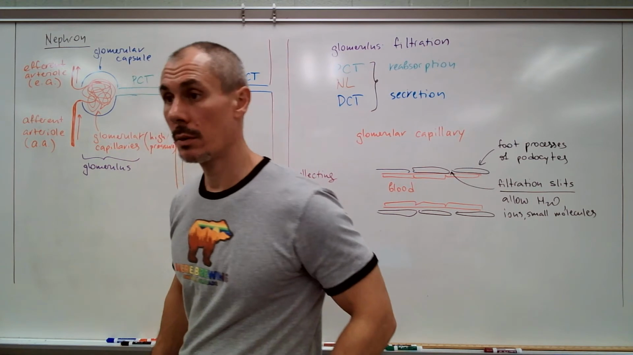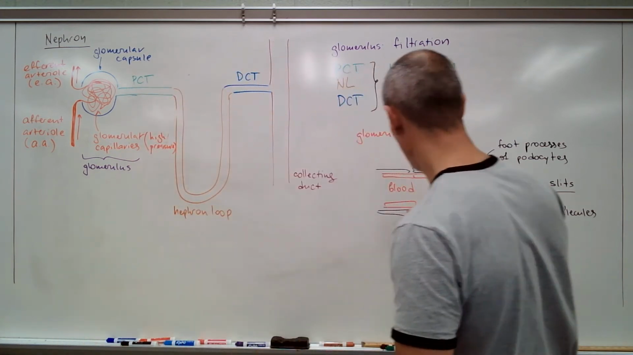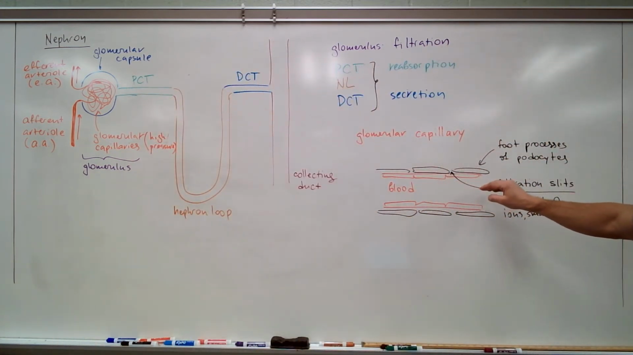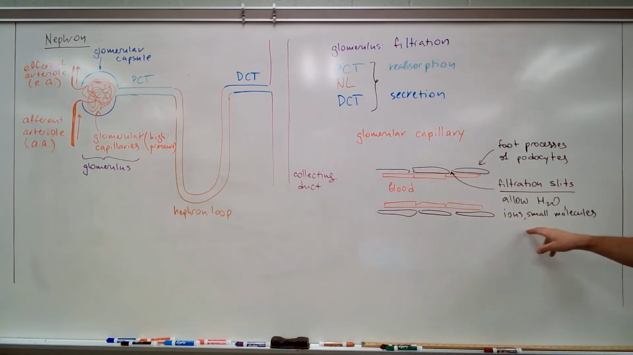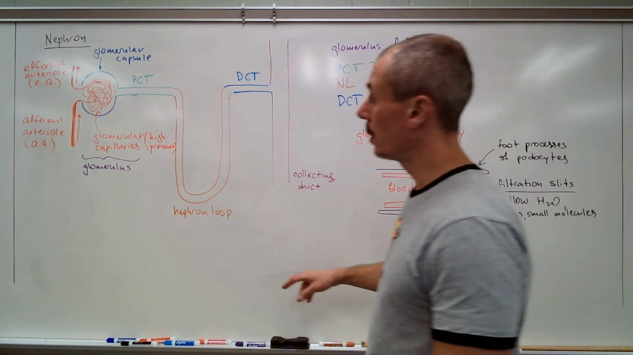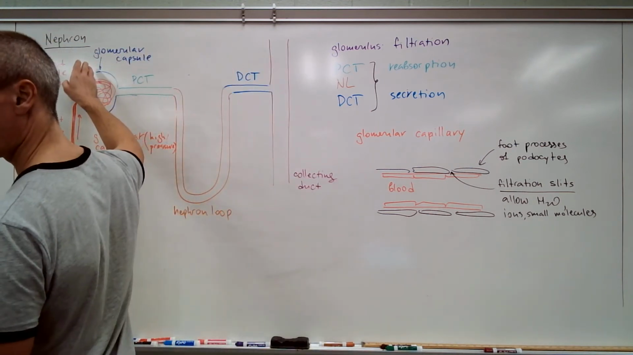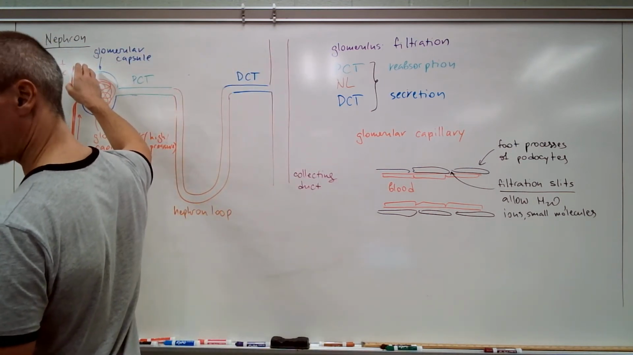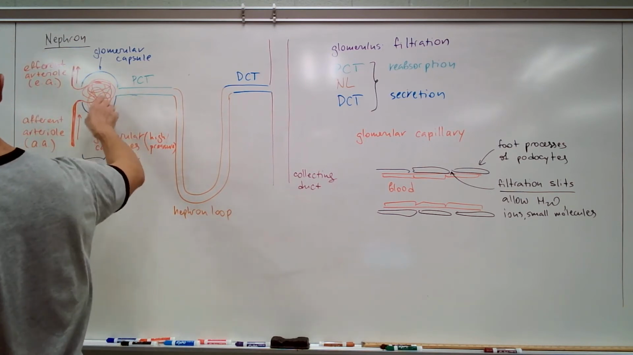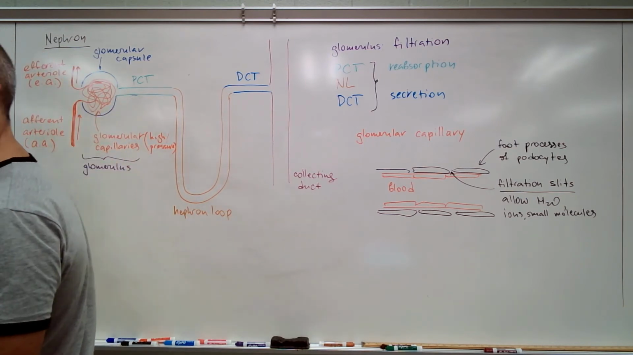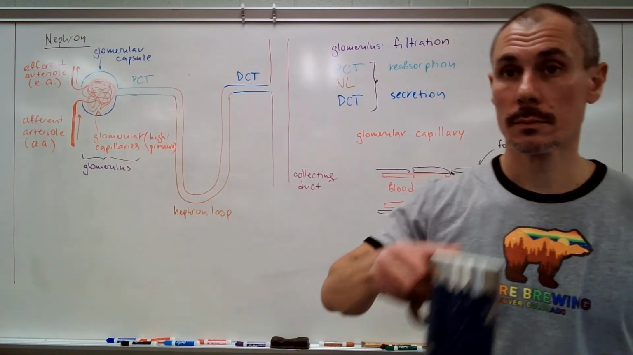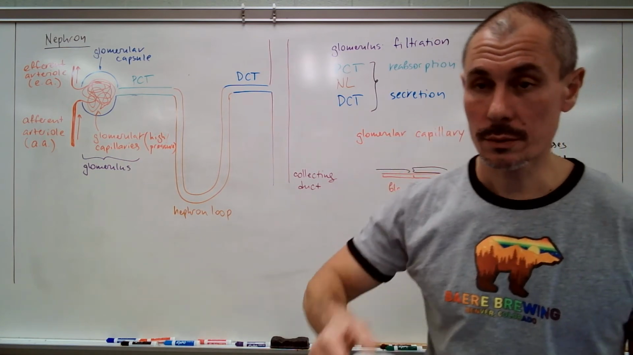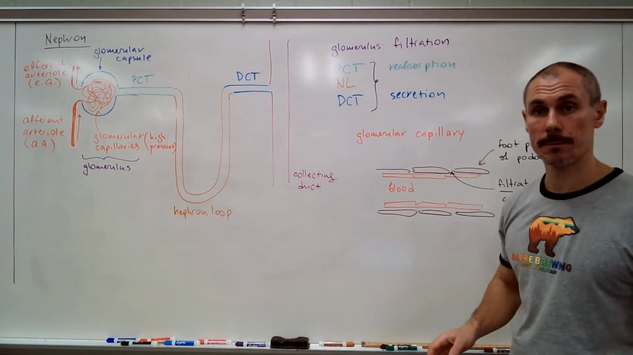Now, look what happens here. Blood flows through the glomerular capillary. Okay? Since pressure is pretty high, water, ions, and small molecules are being pushed. Does that make sense? They're being pushed from the capillaries into the glomerular capsule, forming a filtrate. Does that make sense?